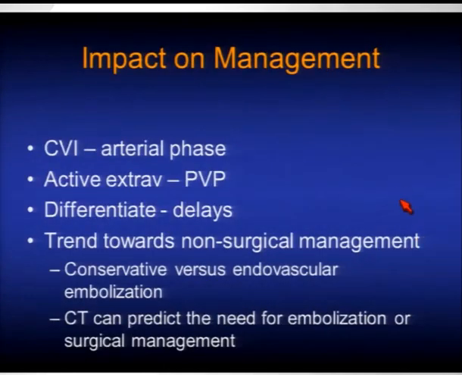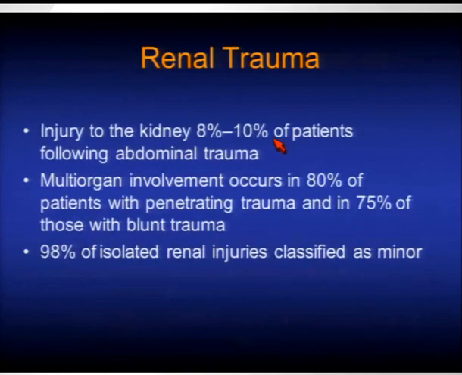So the impact on management: contained vascular injury needs the arterial phase in addition to the portal venous phase for identification. Active extravasation primarily requires the portal venous phase, and to differentiate between them, we very often use delays to help us. And there is a trend towards non-surgical management with conservative versus endovascular therapy, and CT can certainly help to predict those patients that need either embolization or surgical management.